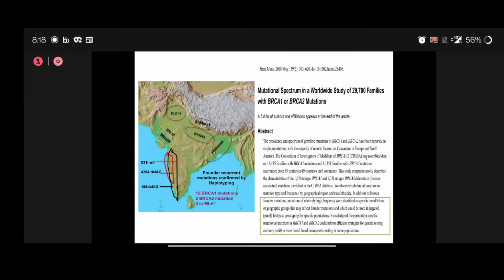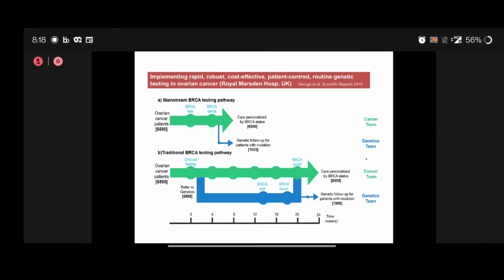So I was talking about founder mutations. There are many mutations which are particularly common in some genes, and like this I'm showing BRCA gene in specific regions or communities. Once you know that, you could use them. This is what is happening. Like for ovarian cancer, they're saying every high-grade epithelial ovarian cancer needs genetic testing. So the traditional BRCA testing pathway was that every case was referred to the genetics clinic, say 6,500, and then if a mutation is found, then they would follow up with the genetics clinic.